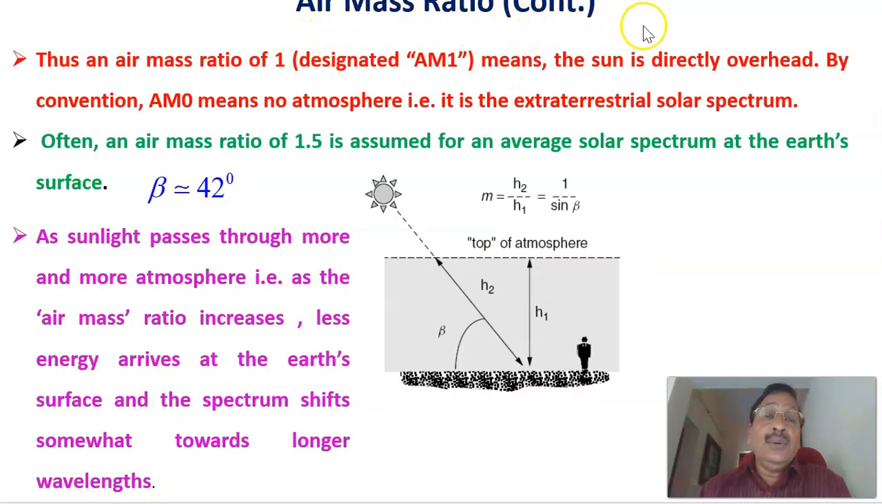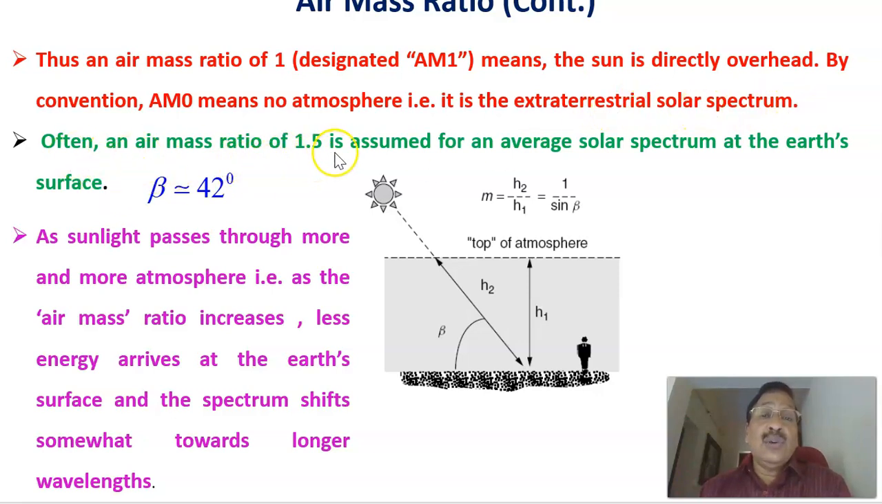Continuing the air mass ratio concept, if the air mass ratio is equal to 1, it means H2 by H1 equals 1, or H2 equals H1. That means the sun is directly overhead. Once the sun is directly overhead, H2 equals H1 and the air mass ratio equals 1. By convention, AM0 means no atmosphere, that is, the extraterrestrial solar spectrum.